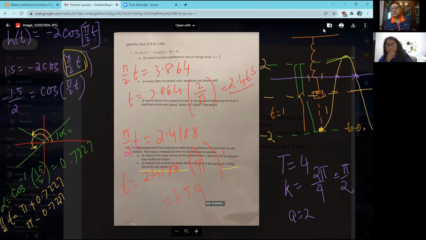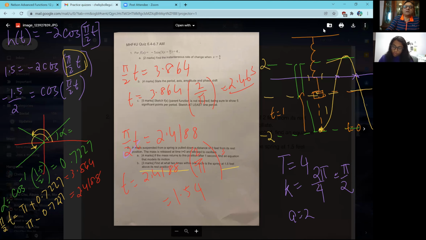So those are the two times, 1.54 and 2.46. You added it and also subtracted it. Correct. So when I added, I got that time as 3.864. And when I subtracted, I got 2.4188. Then this is pi by 2t, right? That's the angle theta, right? So to get the value of time t, I multiplied it by 2 by pi, right?